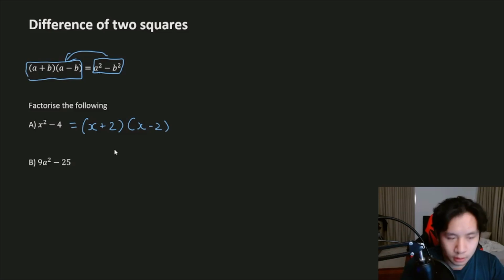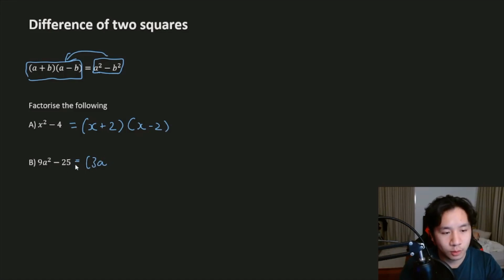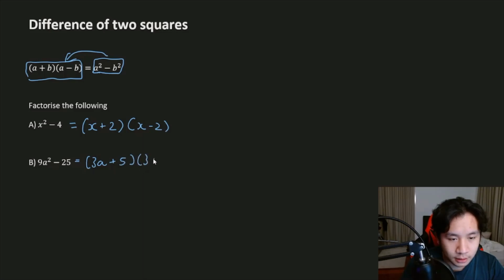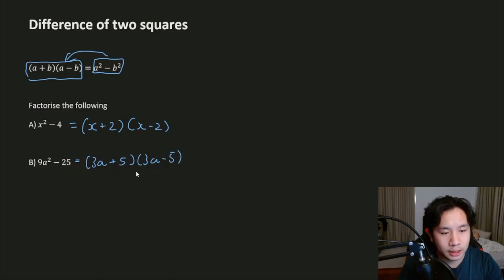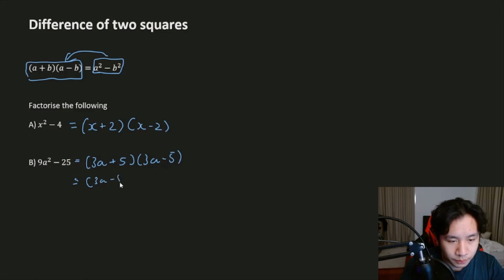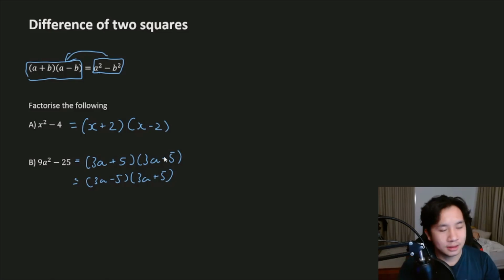All right, let's go through another question. Here we have 9a squared minus 25. Same thing, square root the first one, so that is just 3a. Then you square root the second one, which is 5. So you want to write the plus version and then write the negative version. You can also write it in the reverse order, like this as well. It doesn't really matter, but I will be using the plus version first.